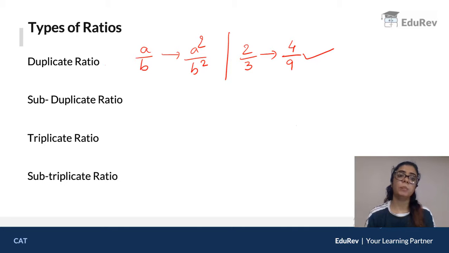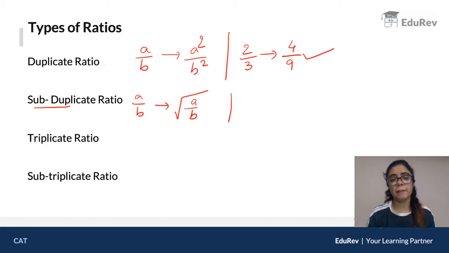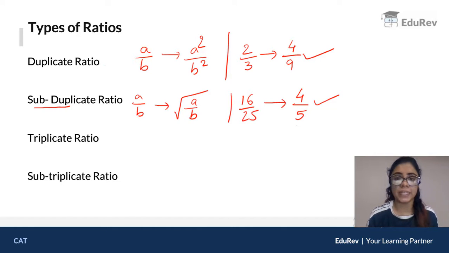So if that is the duplicate ratio, what will be the subduplicate ratio? Subduplicate ratio means the square root. So if A by B is my ratio, the subduplicate ratio is root of A upon B. So for example, if my ratio is 16 upon 25, I ask you what is the subduplicate ratio? That means square root of this. So square root of 16 will be 4 and 25 will be 5. So this becomes the subduplicate ratio.